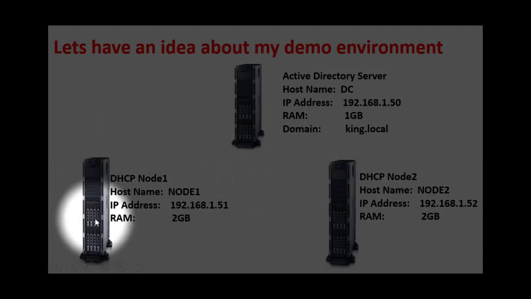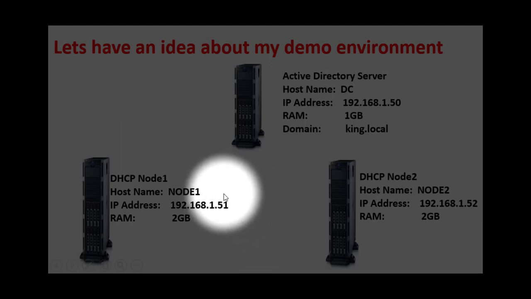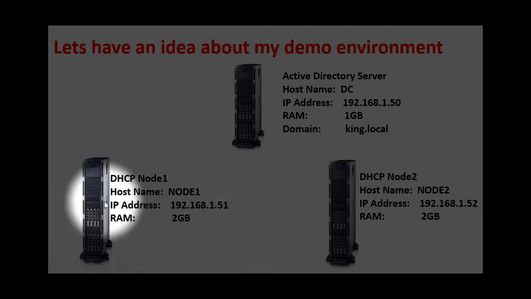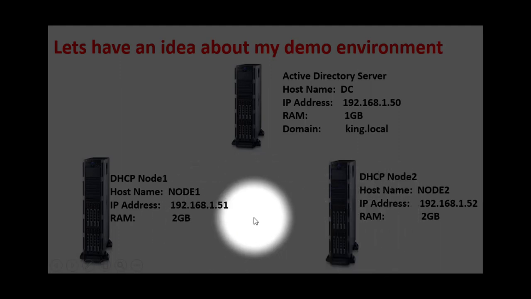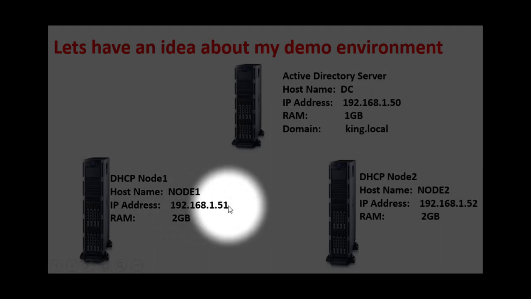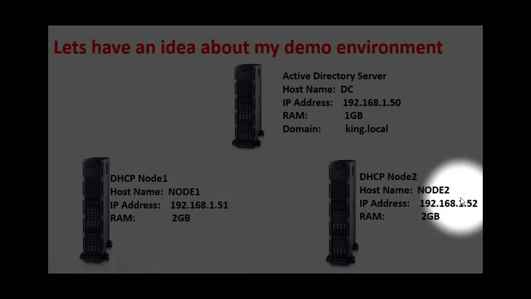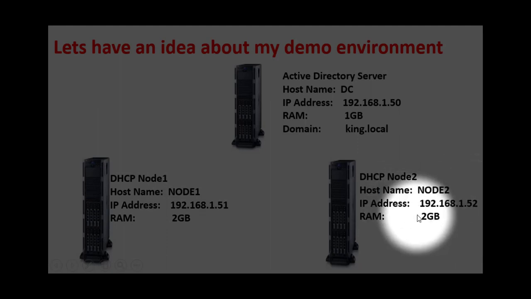Remember, these two servers are going to come together and share their workload in such a way that this one performs a task and this one also performs a task. So basically that is what is going on. They are going to balance their addresses. This one has the host name node 1 and the IP address is 51, and this is node 2 and the IP address is 52. The RAM for node 1 is 2 GB, the RAM for node 2 is also 2 GB. So basically this is what is going to happen here.